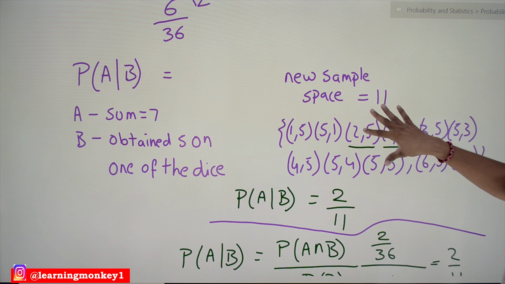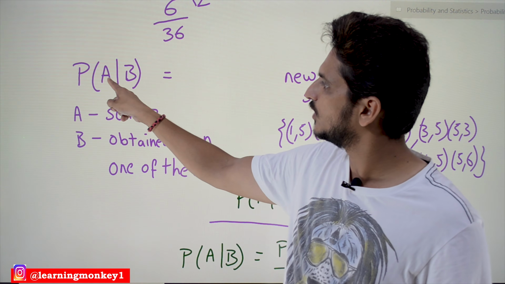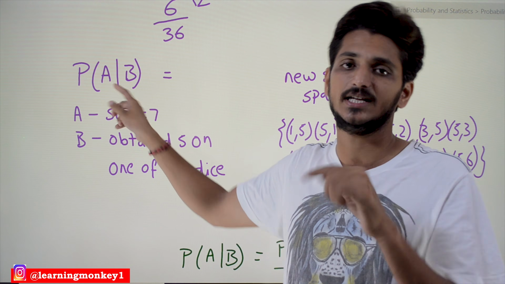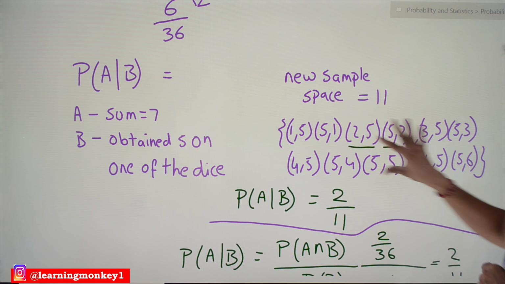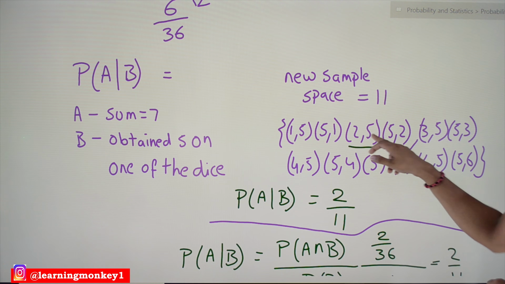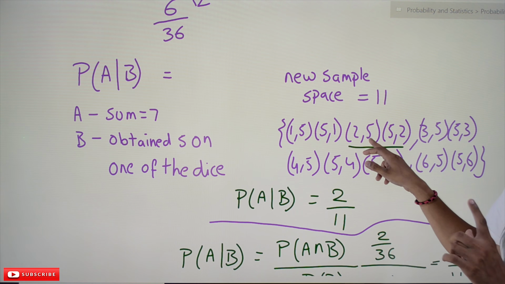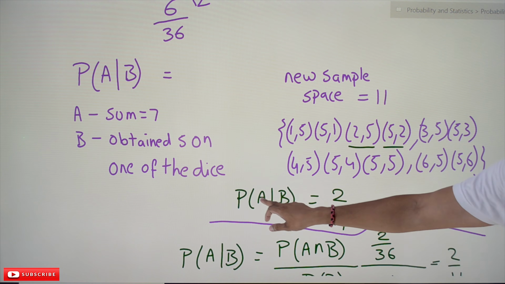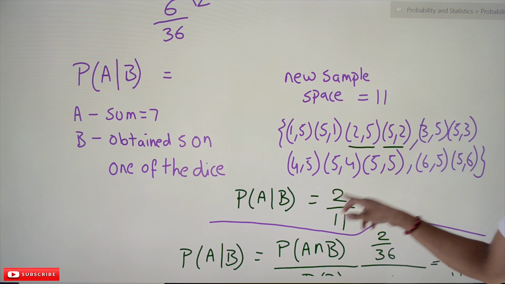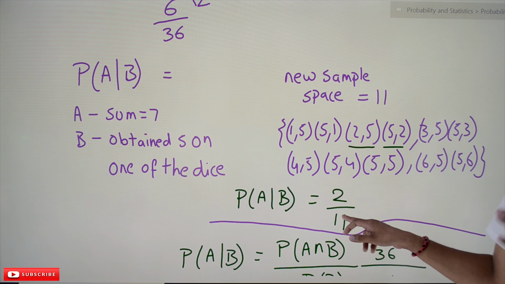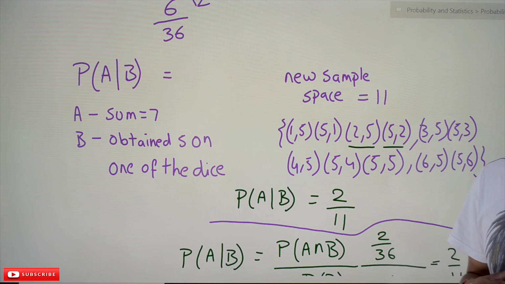In this new sample space, what is the probability that event A is going to happen? That is what conditional probability means. In this sample space, 2 5 and 5 2 are the outcomes where the sum is 7. So 2 by 11: probability of A given B equals 2 by 11. This is what conditional probability says.